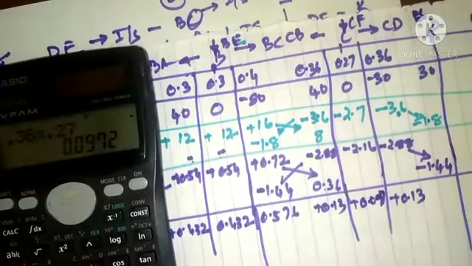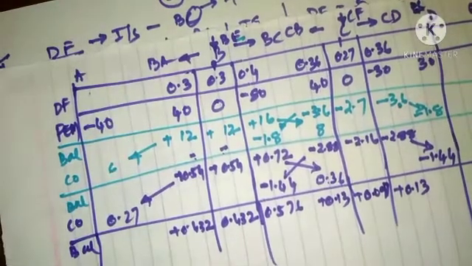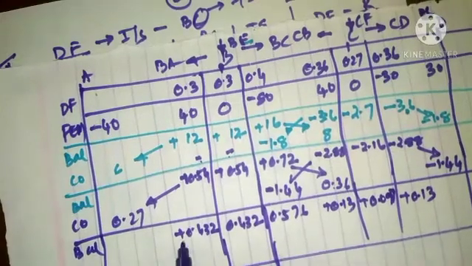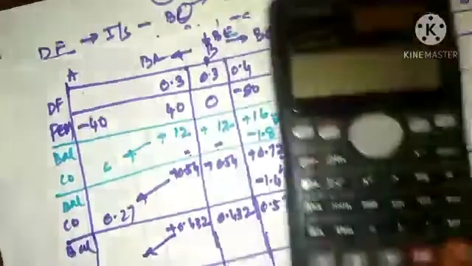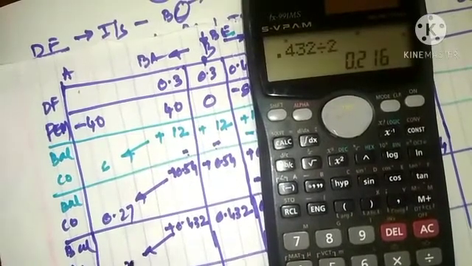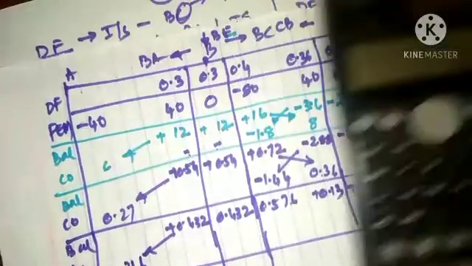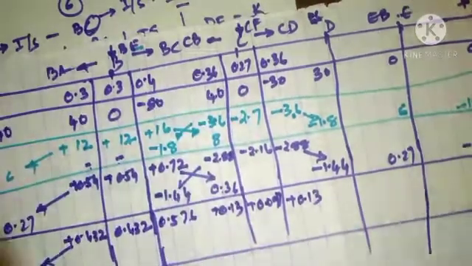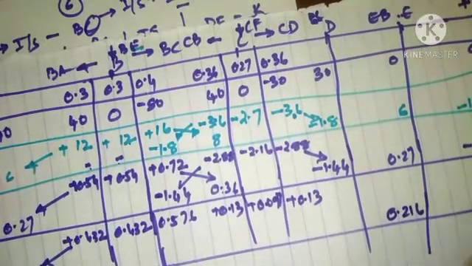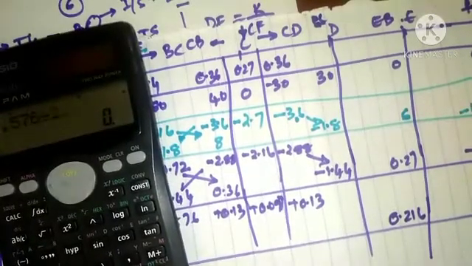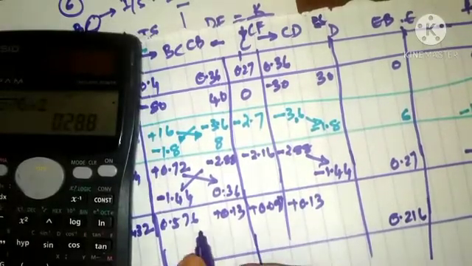7, if you want, you can take 7 also. Next is again carryover. When you do the carryover exercise here, 0.432 divided by 2 comes as 0.216. Similarly, here 0.432 will be transferred to E, which is nothing but 0.216. Next, 0.576 divided by 2 comes as 0.29.